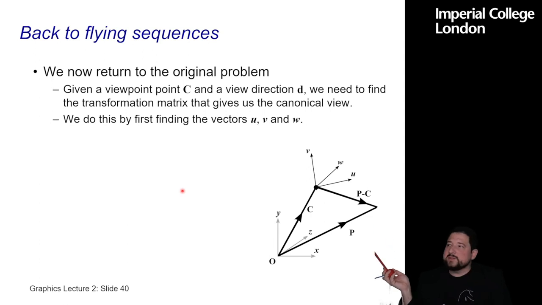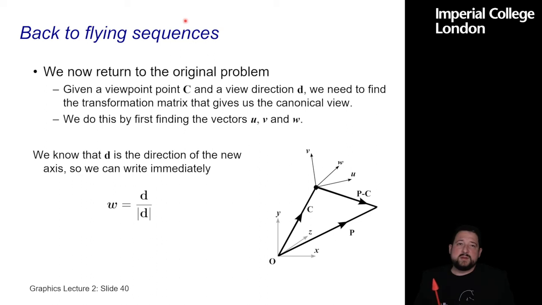Now, if you run this original program, so give them a viewpoint C, right? So here is the C viewpoint, and a view direction D. We don't see D here, but let's say it's running along one of these. Then we need to find a transformation matrix that gives the canonical view. If we do this by finding these vectors in the new coordinate system, then we can represent all of these new axes in our new canonical coordinate system by that new direction vector D. So we can rewrite this W. If we say this is our new viewing direction, then it's just the unit vector of D.